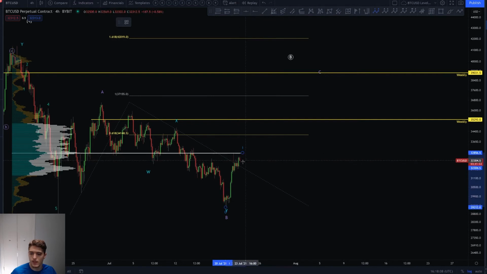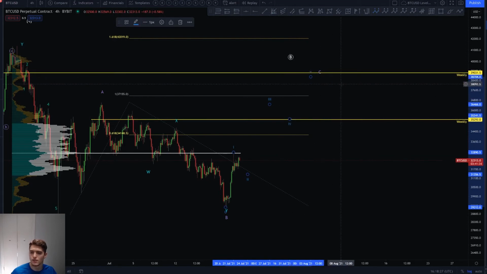This could all be the end of a wave 1. We're coming down for wave 2, or this could be a shallow wave 2 perhaps. Come up for wave 3. I don't know where the wave 3 is going to end up being. Could end up being around the 1-to-1. Down for the wave 4. Up for the wave 5.